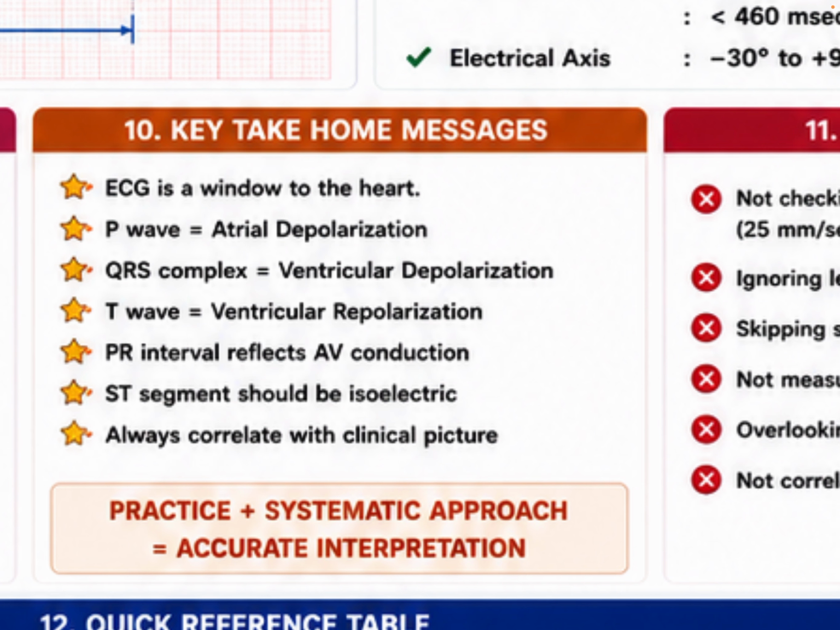In the next lecture, we will learn the 5-step ECG interpretation method: rate, rhythm, axis, and intervals.